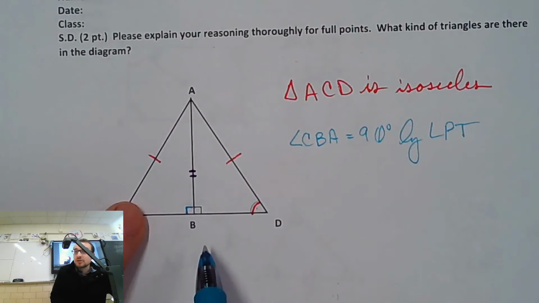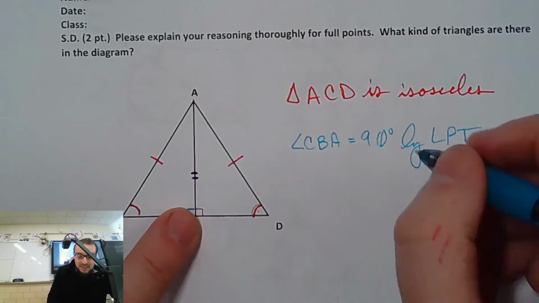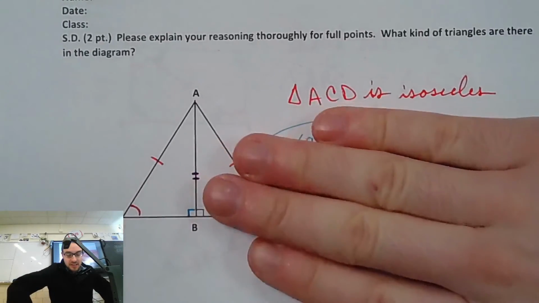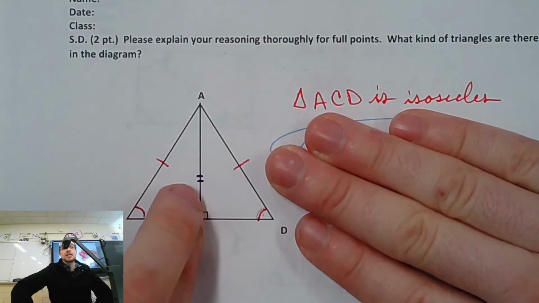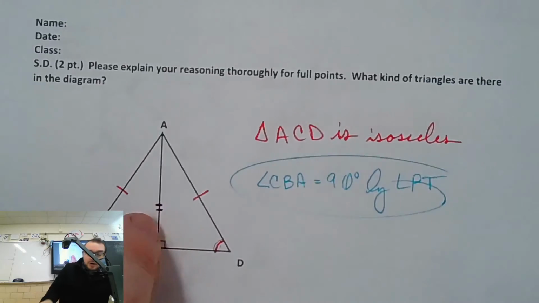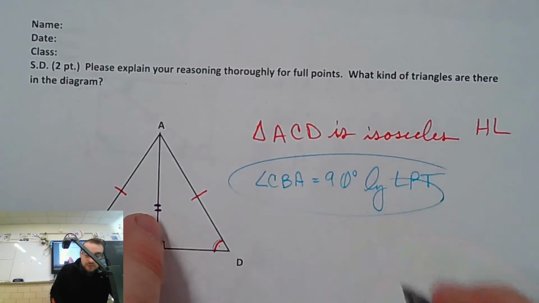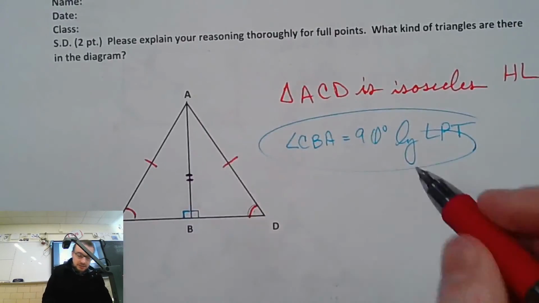I can do a hypotenuse leg if I want. So even if I didn't use this, if I just use that ACD is isosceles, I could still say by hypotenuse leg, they're congruent, right? So you can do it that way, HL. Or you can do it by linear pair, and then do AAS.